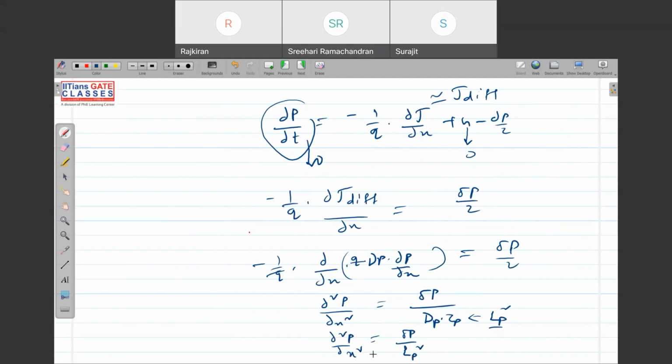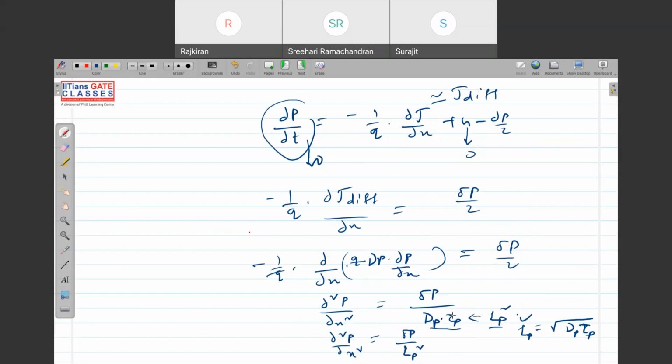Lp square. Clear, Sherry? So in the last class, you asked me to remind this form. Same thing, that's why I explained this one. Diffusion length is nothing but root over Dp into tau p. So these two things I'm just taking as a constant, Lp square. So this Lp is nothing but the average distance traveled by the holes before they recombine. That is why it is called diffusion length.